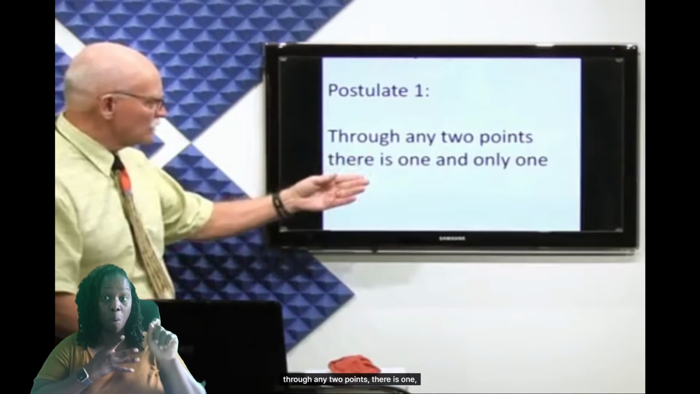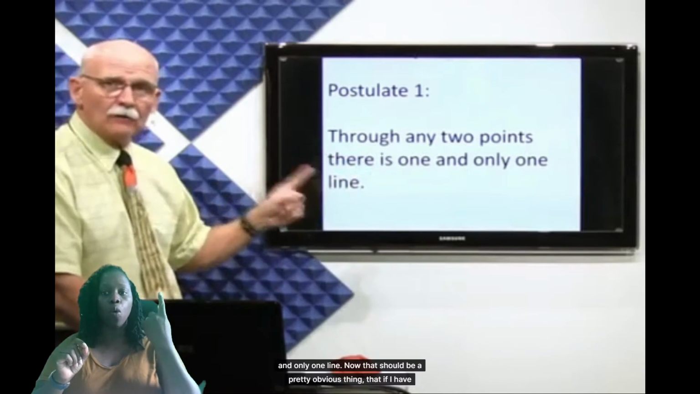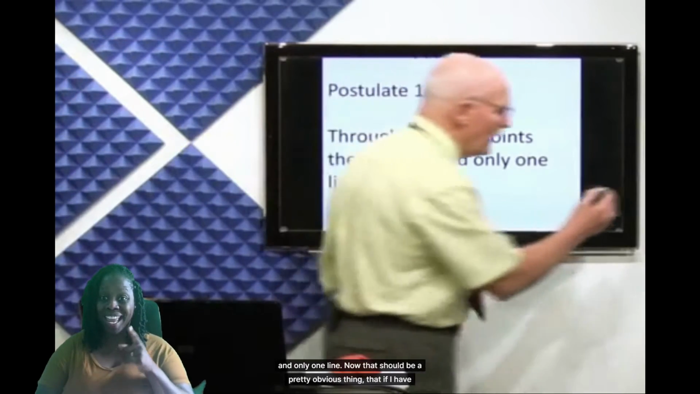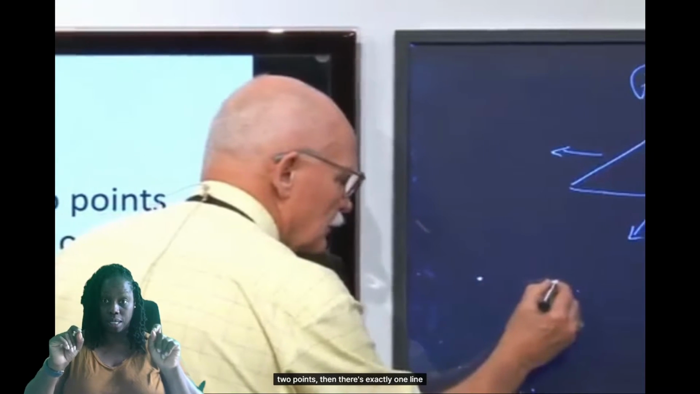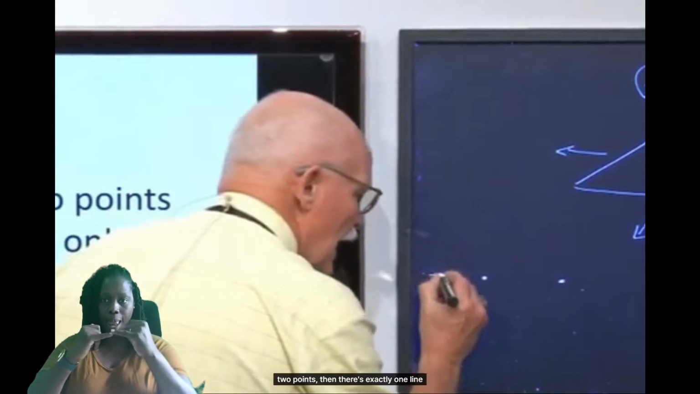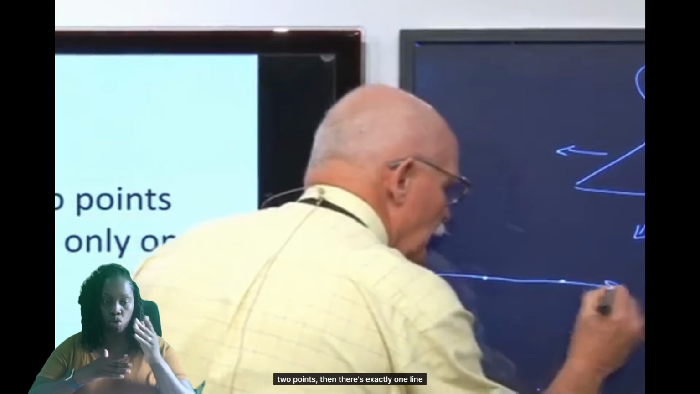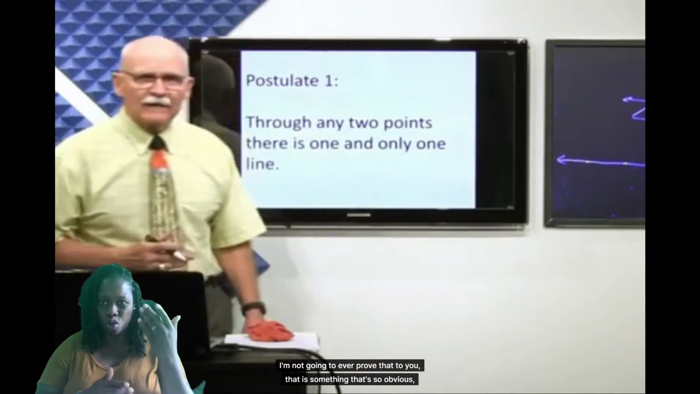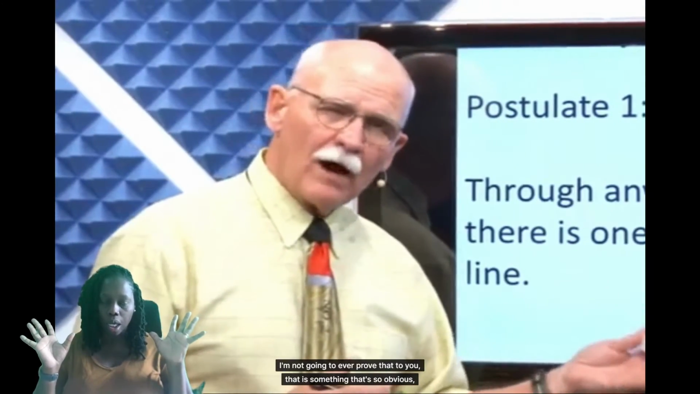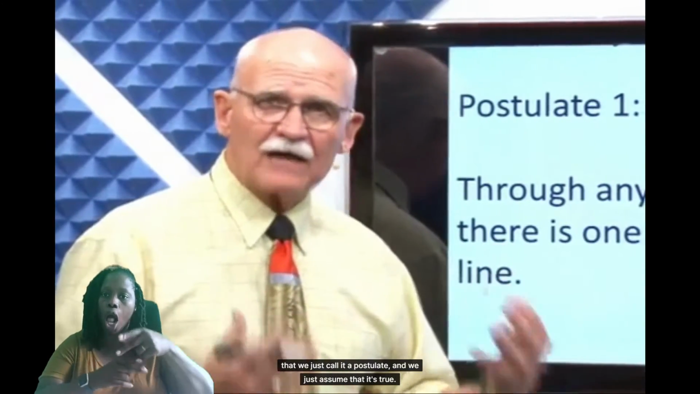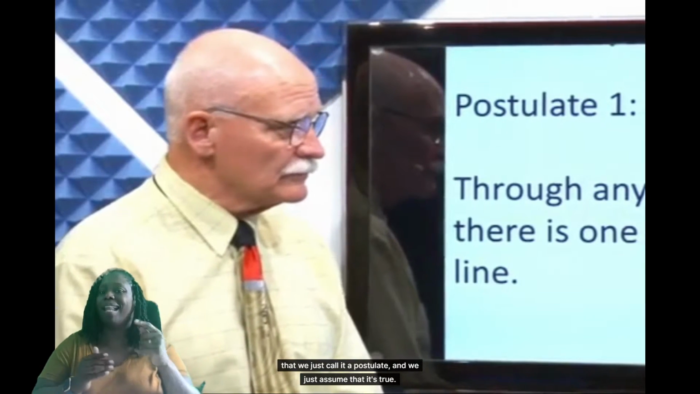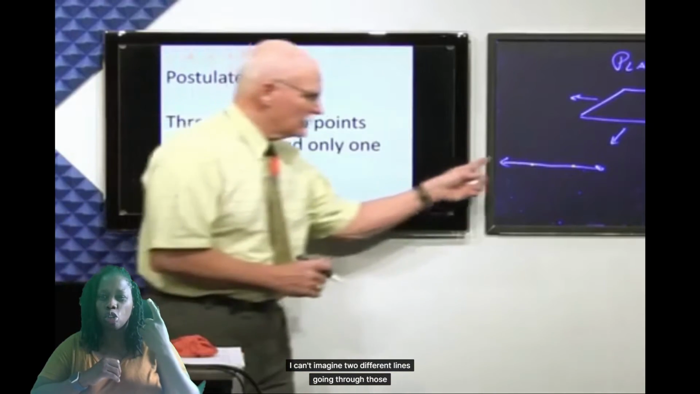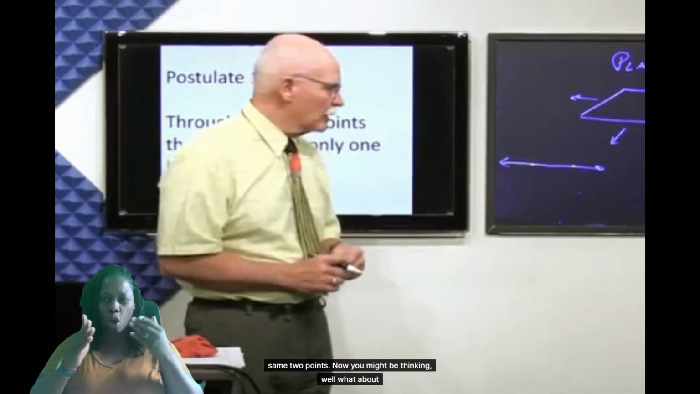Through any 2 points, there is one and only one line. Now that should be a pretty obvious thing, that if I have 2 points, then there's exactly one line that goes through those 2 points. I'm not going to ever prove that to you. That is something that's so obvious that we just call it a postulate and we just assume that it's true. I can't imagine 2 different lines going through those same 2 points.